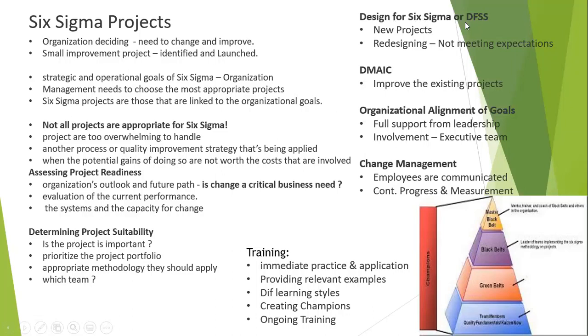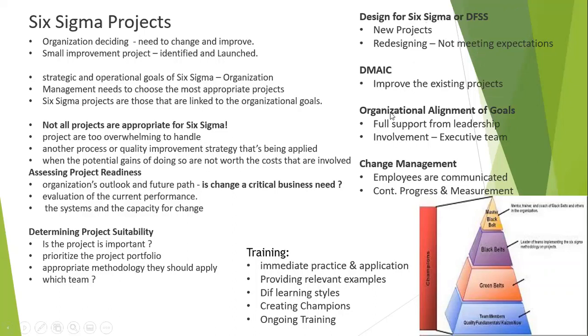Design for Six Sigma is for a new product. For example, if I'm going to start a new software project, you need not go for DMAIC, but you can go for a DFSS methodology. We'll go into detail on what DFSS and DMAIC are and cover all of that.